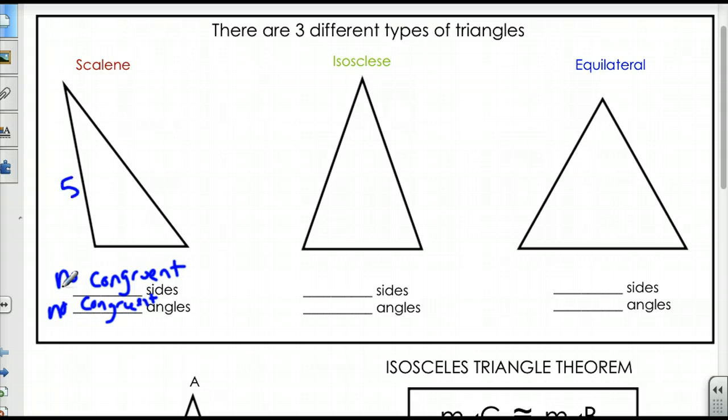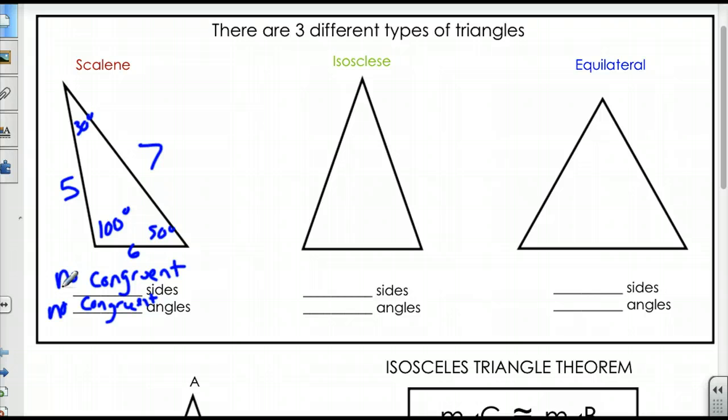So if there's 5, this would be 6, and this would be 7. I know this is longer than that, but whatever. And this would be 30, this would be 60 degrees. That's a bad example, that looks a little more than 60. This would be 100 degrees, this would be 30 degrees, and this would be 50 degrees. So it has no congruent sides, no congruent angles.